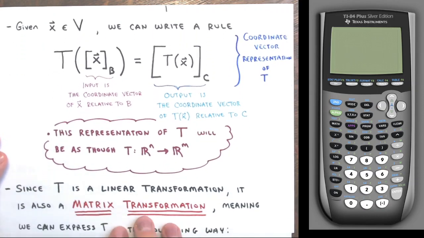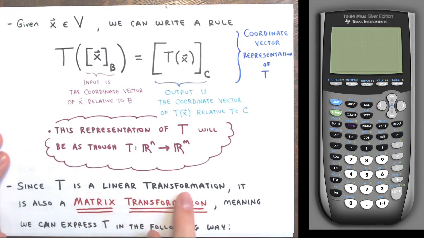Now, since T is a linear transformation, it is then also a matrix transformation. I talked about this before as well. Again, I hope you've been following along with my videos on matrix transformations, and how a matrix transformation is a linear transformation and vice versa. Now, being a matrix transformation, that means we can express T in the following way.